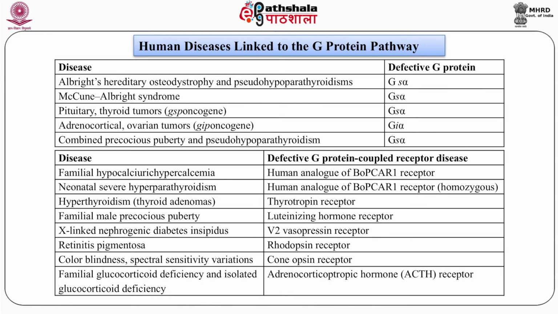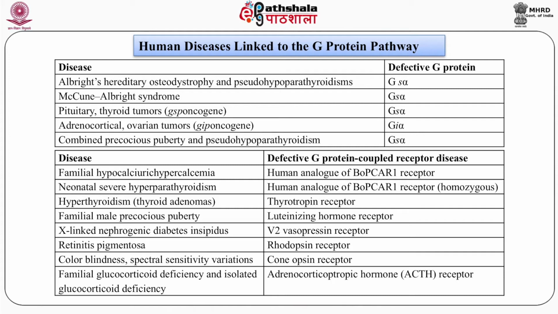Now, there are certain diseases which are associated with a defective G protein pathway. For example, in pituitary or thyroid tumors, there is a defect in the G alpha subunit. Another disease is McCune-Albright syndrome, which also shows a defective G protein.